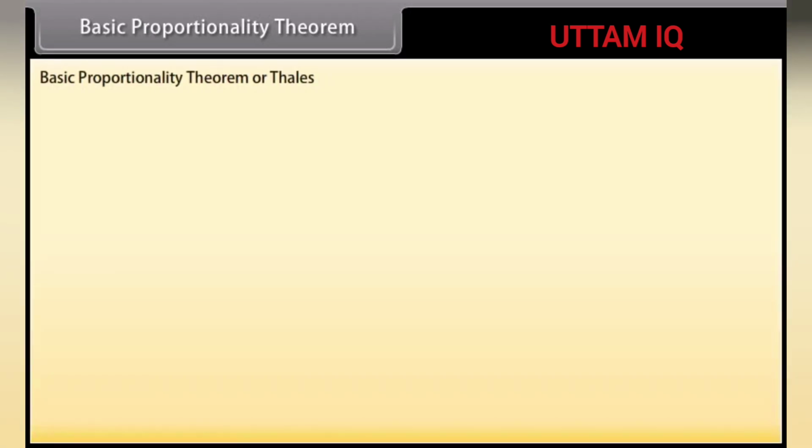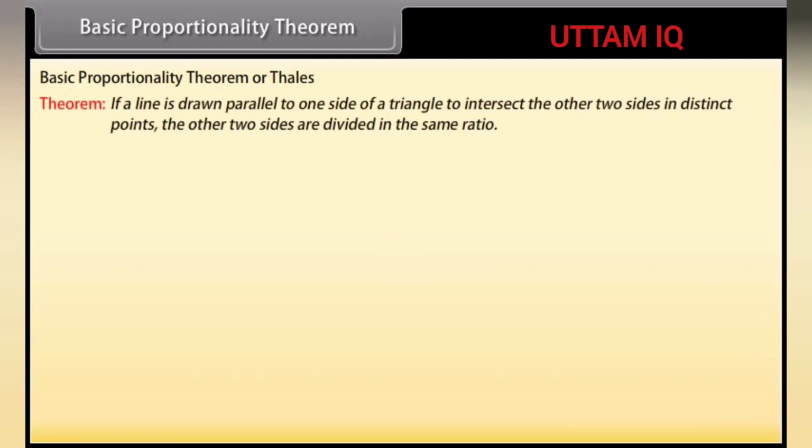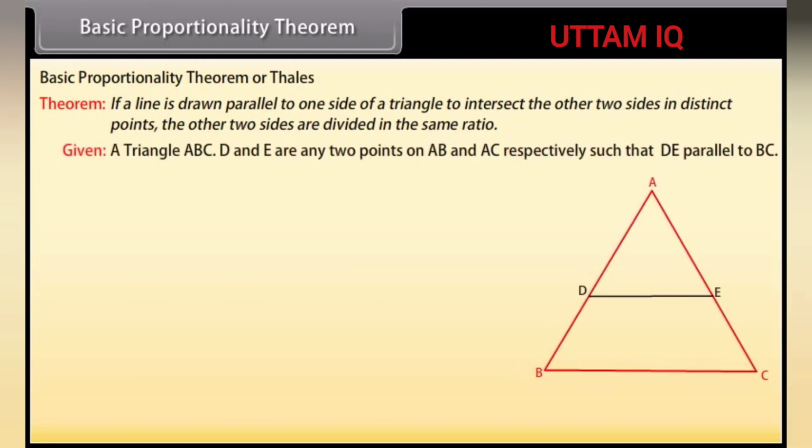Basic Proportionality Theorem or Thales Theorem. If a line is drawn parallel to one side of a triangle to intersect the other two sides in distinct points, the other two sides are divided in the same ratio. Given a triangle ABC, D and E are any two points on AB and AC respectively such that DE is parallel to BC. To prove: AD upon DB equals AE upon EC.